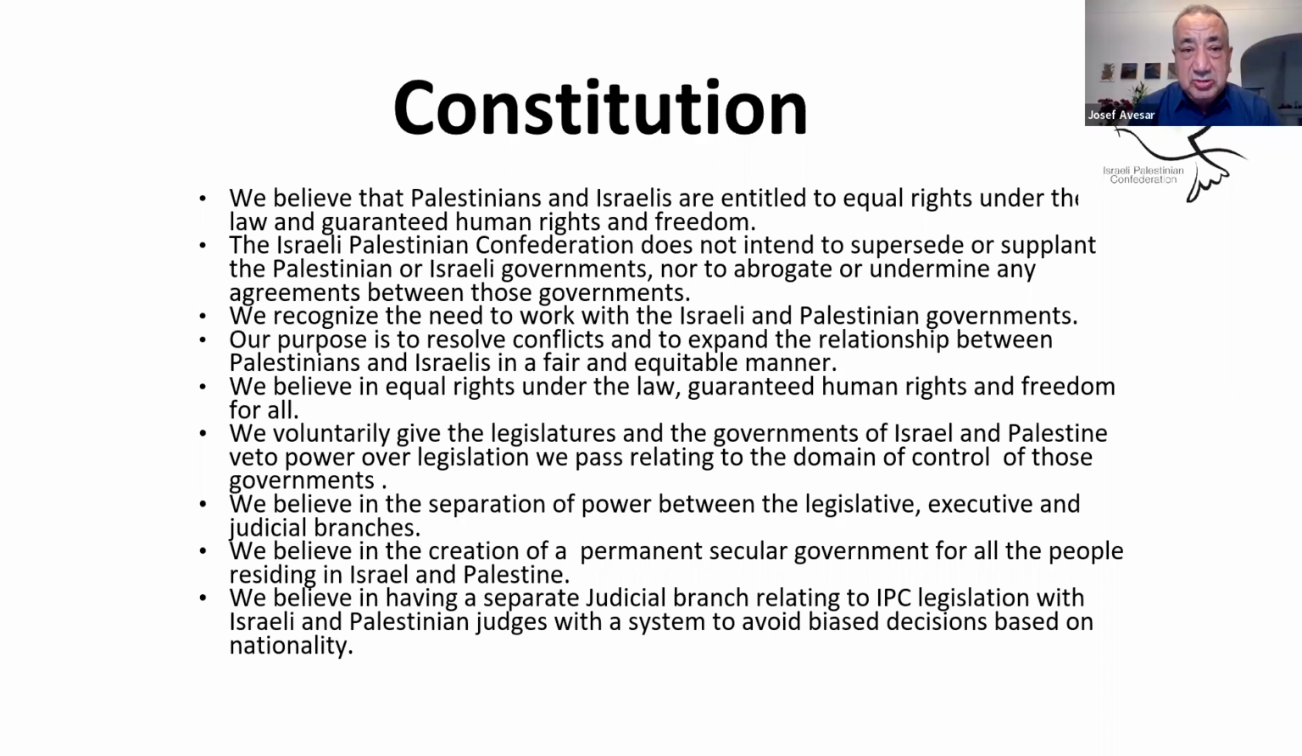Thank you. So this Constitution that you have in front of you is just a short version of the long Constitution that is on our website. It basically says that the common government does not intend to interfere between any agreements between the Israeli and the Palestinian governments, and not to abrogate them. Whatever the Israeli and the Palestinian governments agree between themselves, we are constitutionally prohibited from undermining. And we specifically say that we recognize the governments of Israel and Palestine, and we give them veto power over legislation that is interfering with their sovereignty. So any questions regarding this constitution?